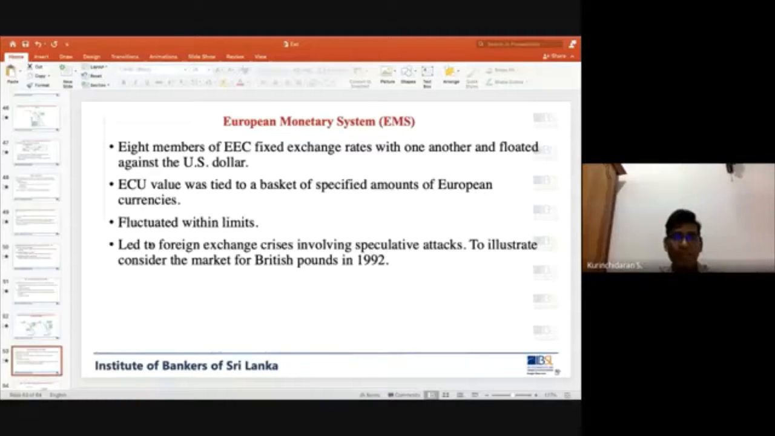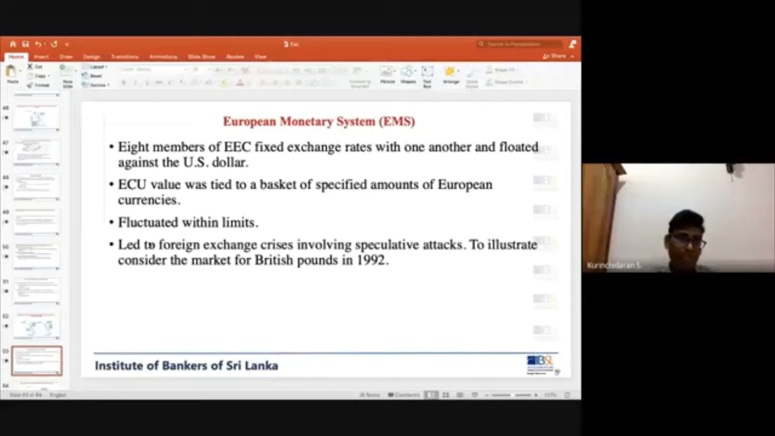Now within this European Union, the value of member countries' currencies was tied to a basket of specified amounts of European currencies. So they have certain limits, and they can fluctuate within that limit, almost, even though we say fixed. This can lead to a foreign exchange crisis involving speculative attacks. To illustrate, consider the market of British pounds in 92.